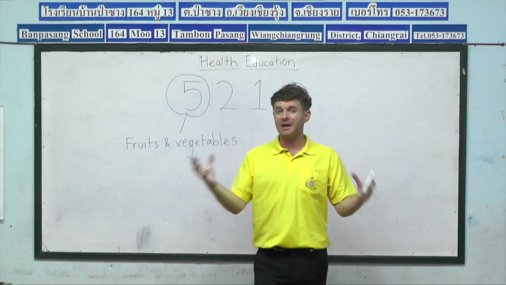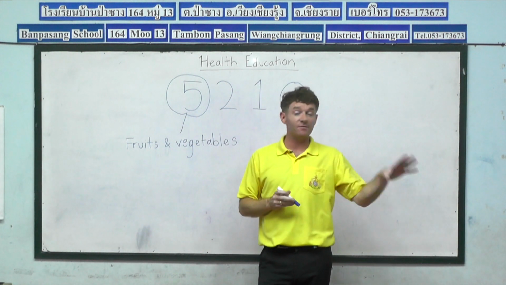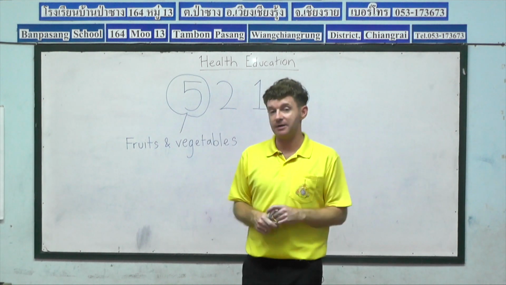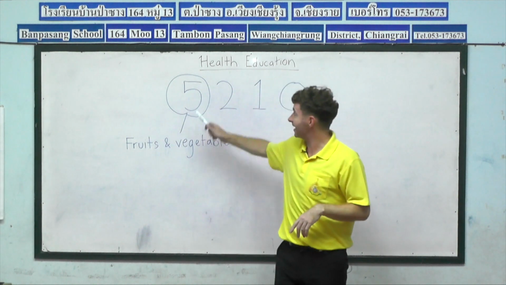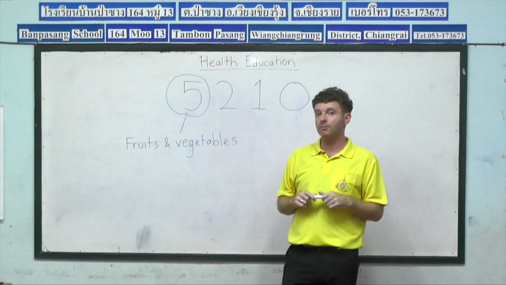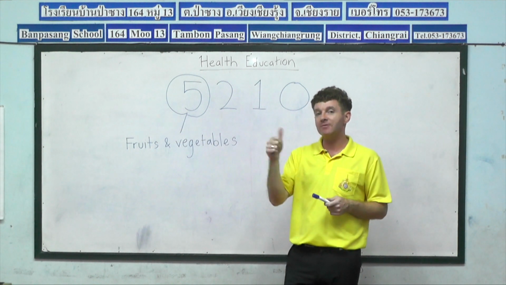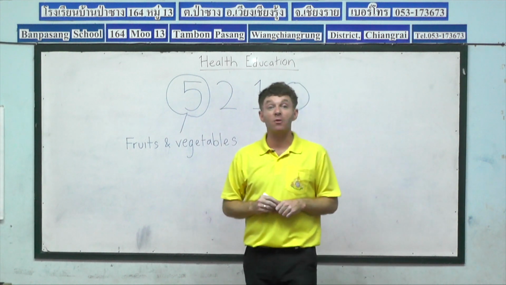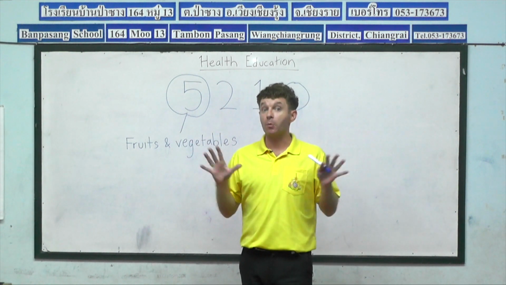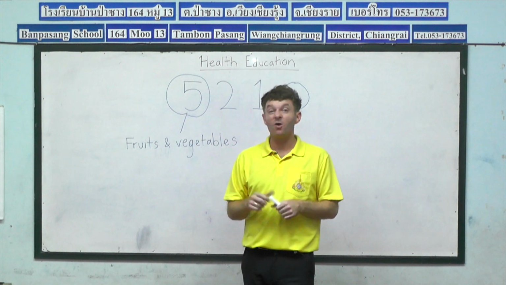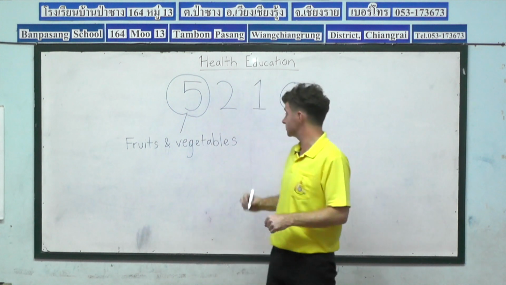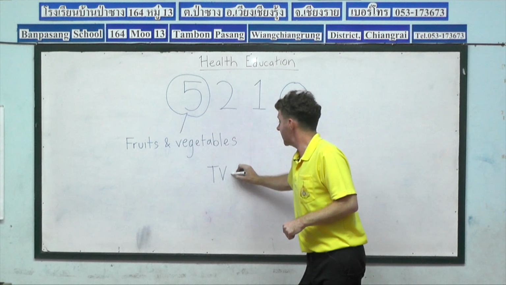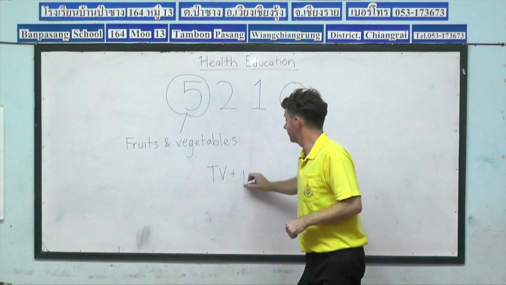Okay? So what we need to try and do is to have 5 different fruits and vegetables every day. And that doesn't mean we have to eat them all together. We can have some in the morning, some in the afternoon, and some in the evening. But if we can try to have 5 different fruits and vegetables every day, that will lead to a healthy lifestyle. And then we learned about TV. Now, we all like to watch TV or even play with our telephones. So, TV and phones.